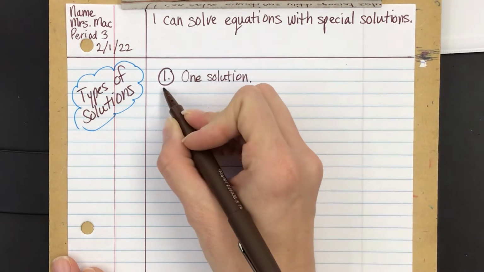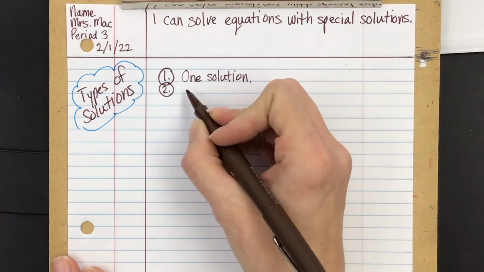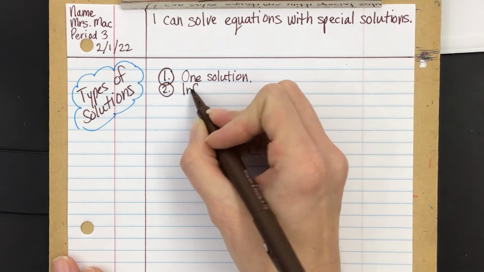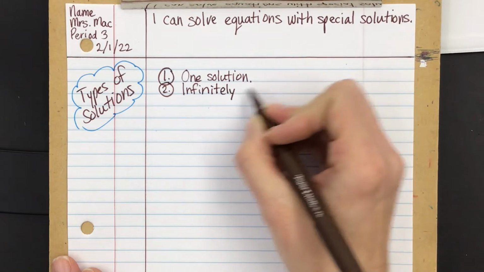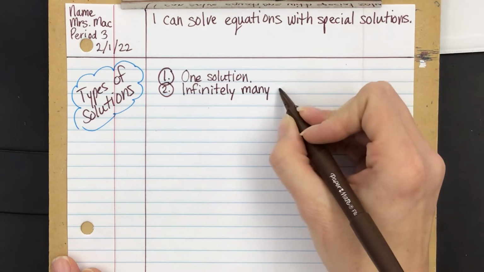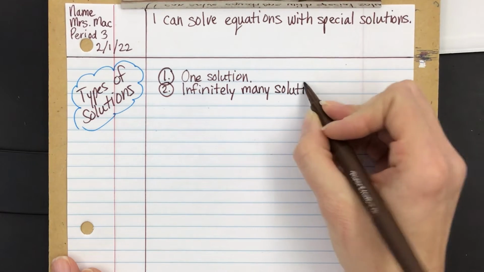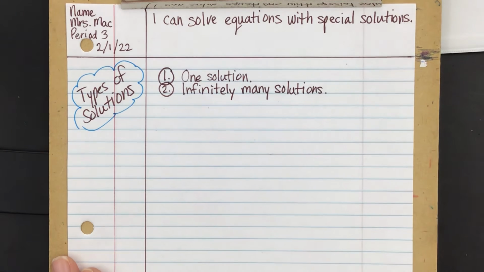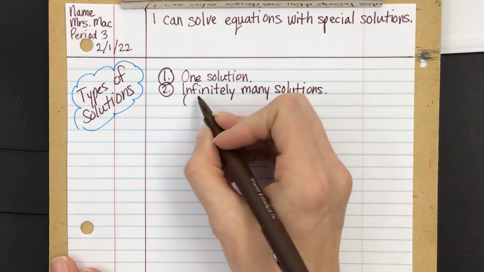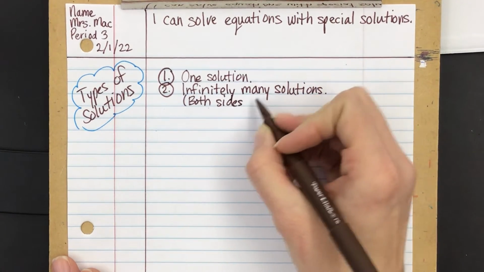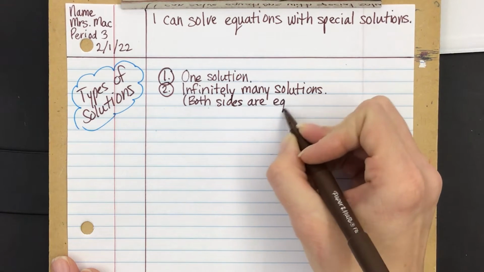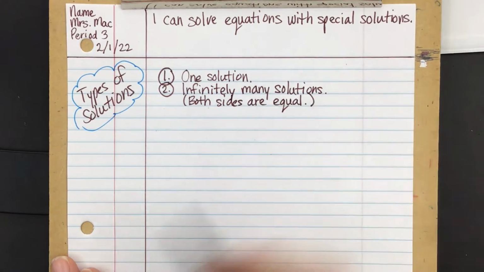Another type of solution that you're going to find is infinitely many solutions. So any number can make that equation true. And we'll get to it in a minute, but when you're solving these, what happens is you end up having the same thing on both sides of the equation. I just want to put that little note in there to help you, okay?